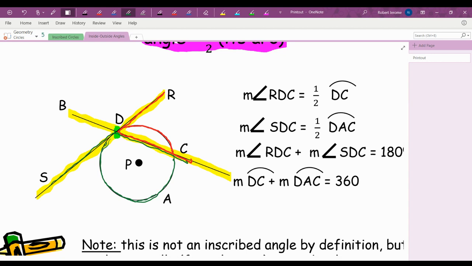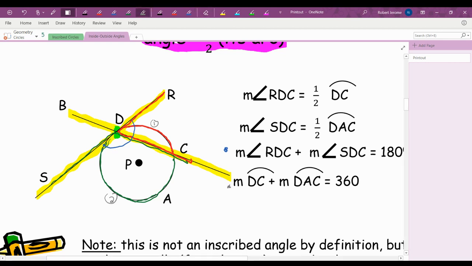So think about what we have going on here. We have two angles that are supplementary. So that's written in blue. And then we also have two arcs that total 360. So I marked that in the gray, the silver, whatever it looks like to you.